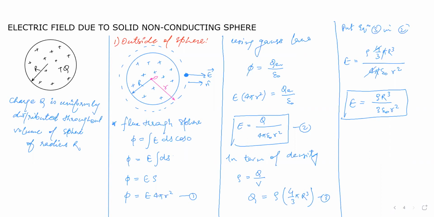Have you noted it? Hello. Yes, sir. Okay, good. This is your value of a field outside of the sphere. In the next step, field at the surface. Okay. At the surface.